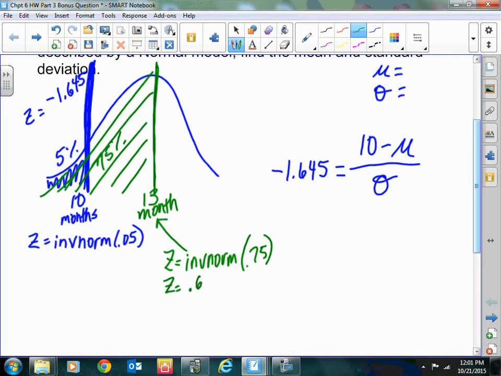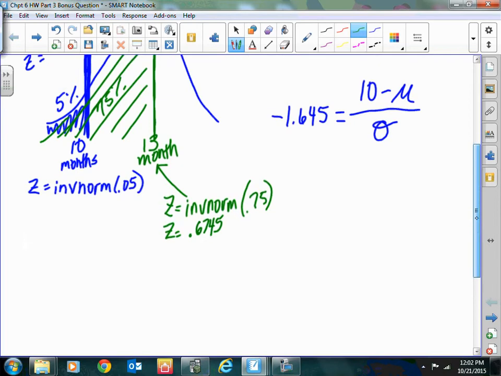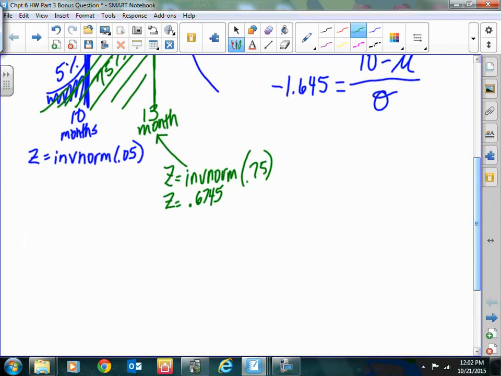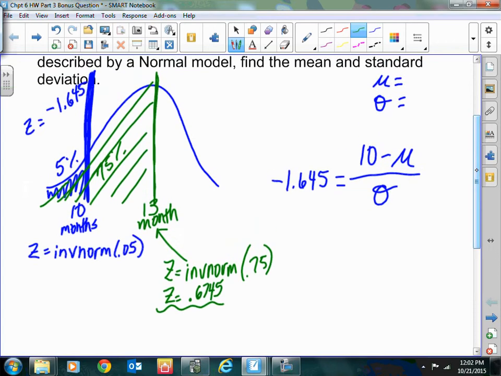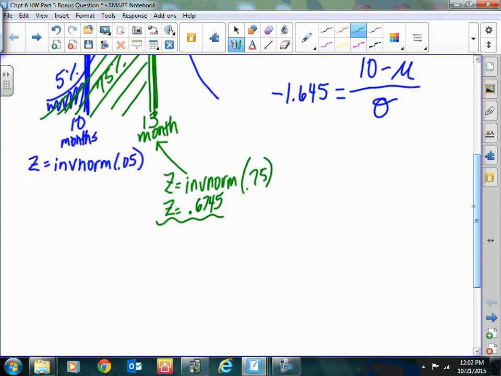of 0.6745. Now, people, based on what we just did 10 minutes ago, this should sound familiar. Why does that sound familiar? Because the 75th percentile is quartile 3. Good. So we've seen that z-score somewhere before. But anyway, let me write that equation. So therefore, what would this equation for the new data look like?